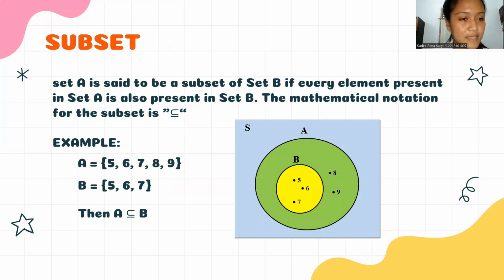And for the next is subset. Set A is said to be a subset of set B if every element present in set A is also present in set B. The mathematical notation for a subset is shown on the slide as the subset notation. For example, set A is curly braces 5, 6, 7, 8, 9, and set B is 5, 6, 7. Then B is a subset of A. For example, its diagram is shown with A and B.